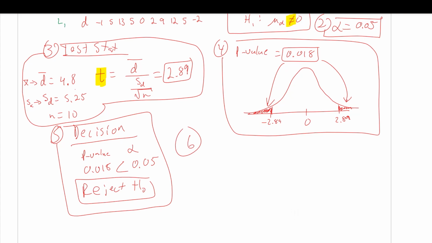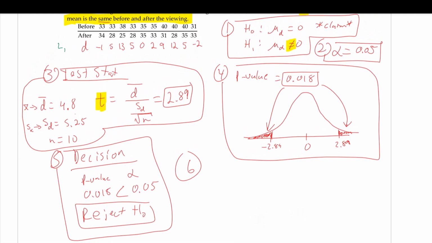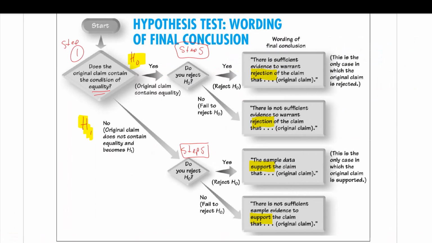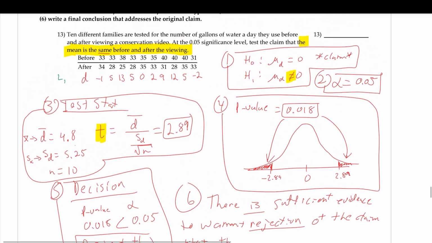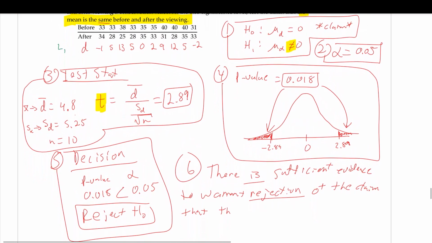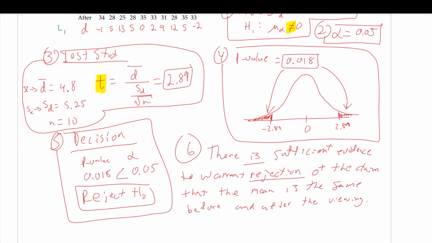Step 6, we're going to come up with our conclusion statement. We rejected the null hypothesis, and our claim was the null hypothesis, so there is sufficient evidence to reject the null hypothesis. So again, let's go through that flowchart to get that wording. The null hypothesis was a claim again. We rejected the null hypothesis, so the wording here is there is sufficient evidence to warrant rejection of the claim that, and then we restate the original claim. And the claim was that the mean is the same before and after the viewing.